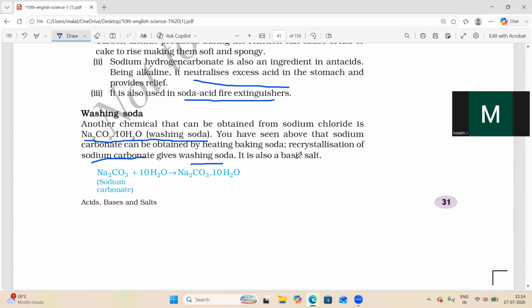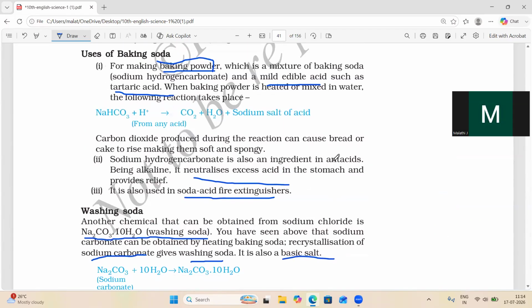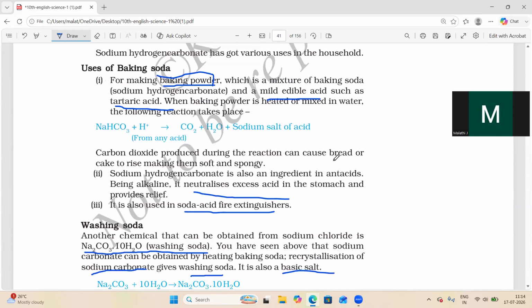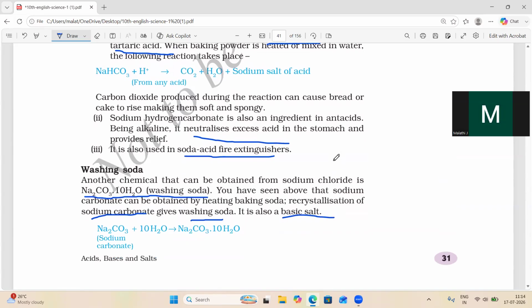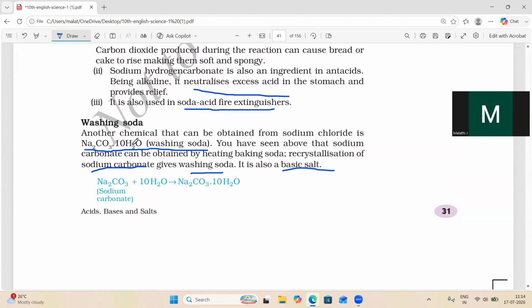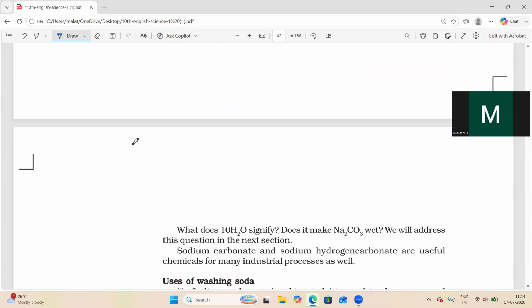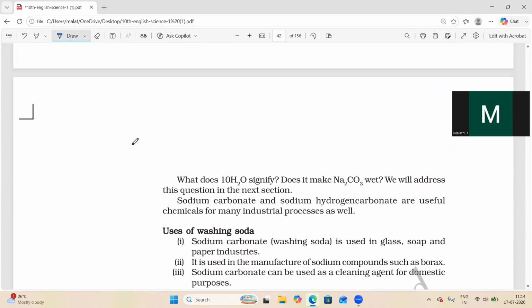It is also a basic salt. Washing soda is basic in nature. Sometimes when people are suffering from acidity, we suggest taking soda water to neutralize the excess acid. If you observe the chemical formula of washing soda, sodium carbonate and sodium hydrogen carbonate are chemicals also used in industrial processes.